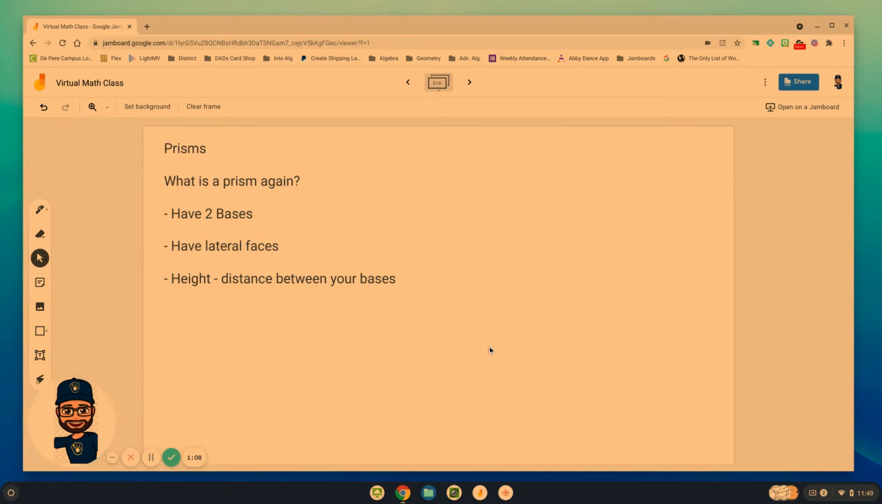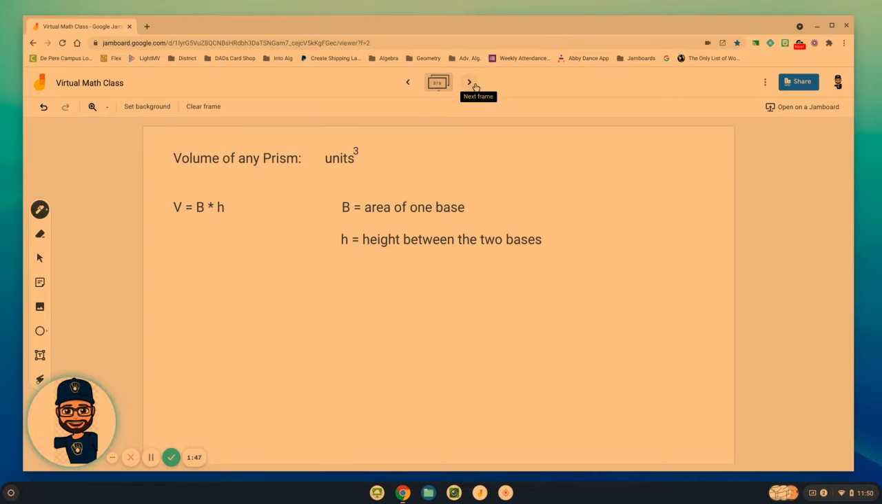So if you think of even a cylinder, for example, let me draw a cylinder. If we think about a cylinder that maybe looks something like that, and we connect them, I've got a circle on top and a circle on the bottom. Those are my bases. The lateral faces are around. The height is how far apart your bases are. And that's important, knowing that height, because we have a formula for volume.